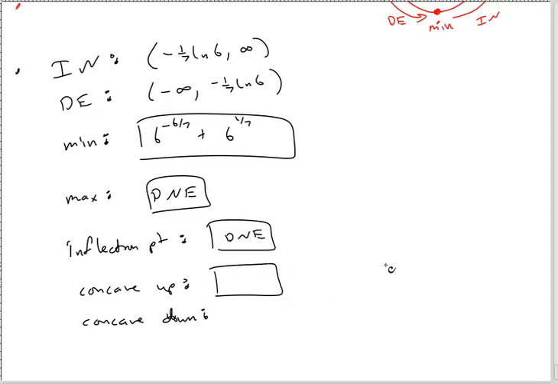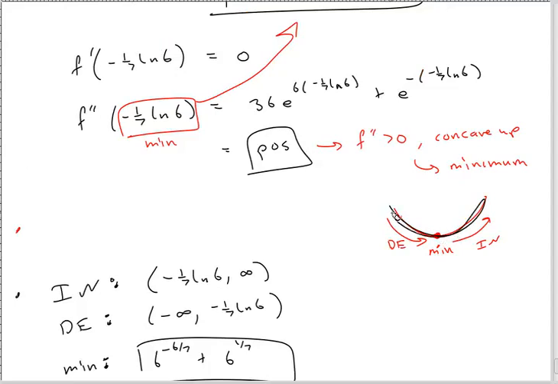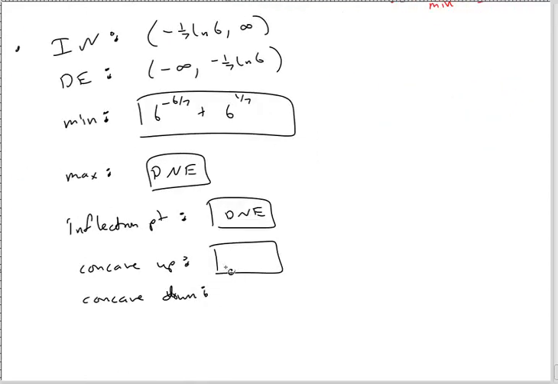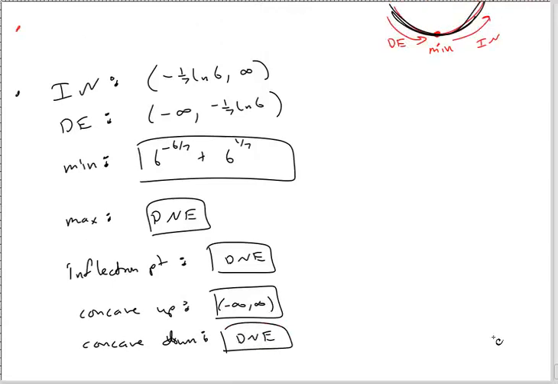Well, it's always concave up, as we just learned a second ago, always. So I'm going to go negative infinity to positive infinity. And for concave down, we're going to go D and E.